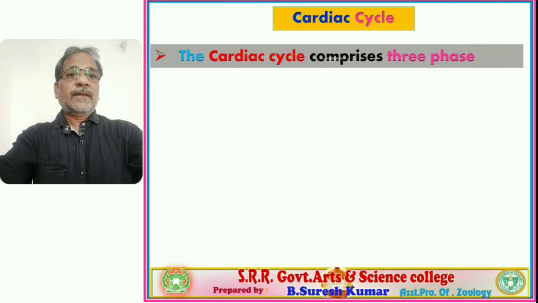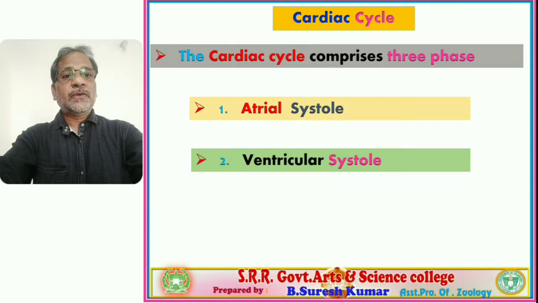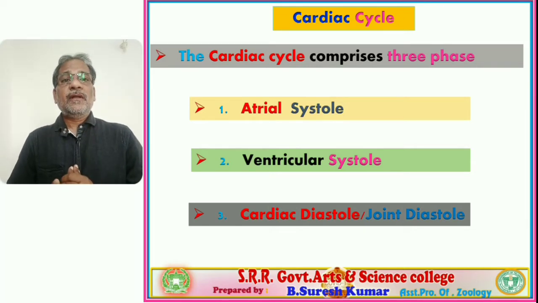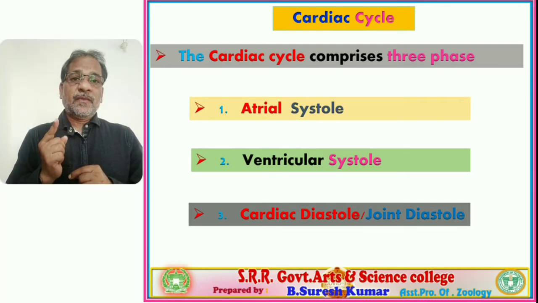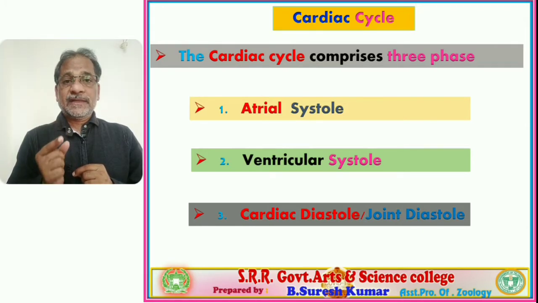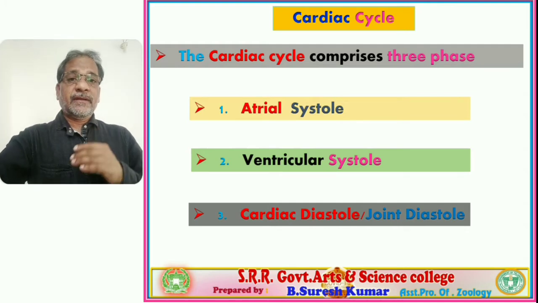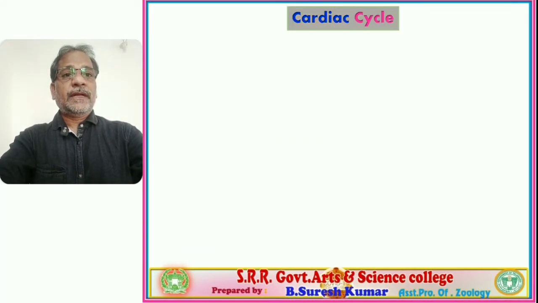Next, the cardiac cycle comprises three phases. They are, sequentially, atrial systole, ventricular systole, and next, cardiac diastole, otherwise called complete diastole, otherwise joint diastole. Remember, these three phases occur sequentially in the cardiac cycle, right?